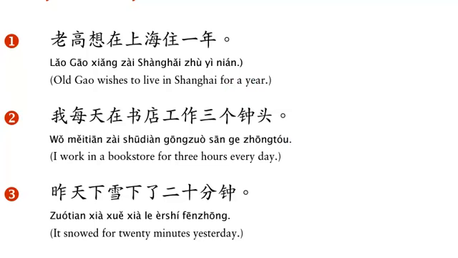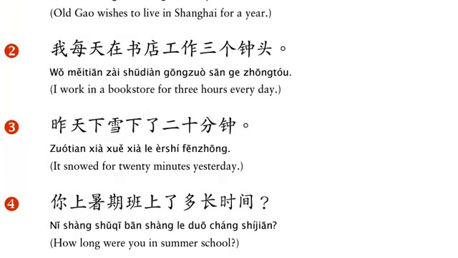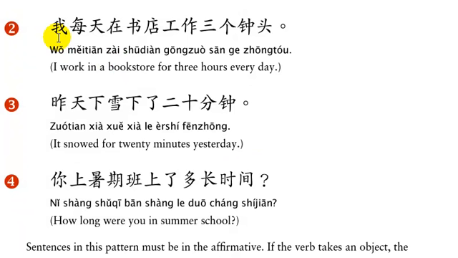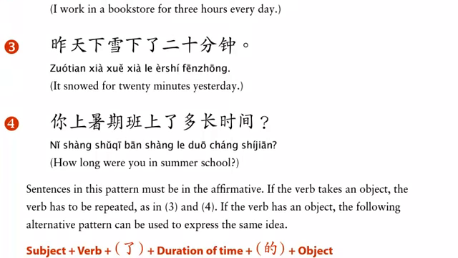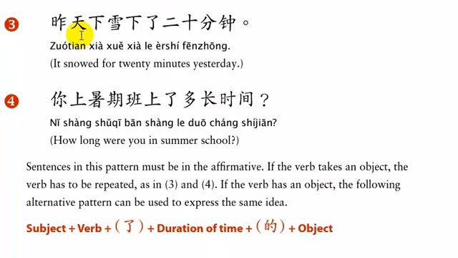All right, let's take a look at another example. 我每天在书店工作3个钟头. Okay, so I each day at the bookstore work 3 hours. Proper English would be I work in a bookstore for 3 hours every day. Let's take a look at another example. 昨天下雪下了20分钟.